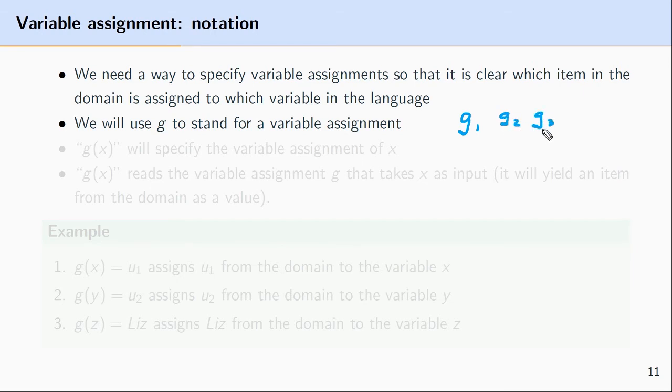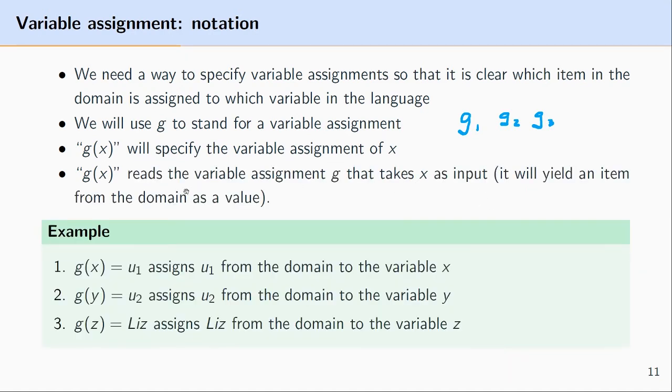We could subscript positive integers. But to specify which item corresponds to which variable, we'll make use of g and then parentheses x. All this says is that the variable assignment g is going to determine the referent of x. So it's going to specify the variable assignment of x. We can read g(x) as saying the variable assignment g takes x as input and yields an item from the domain as a value.